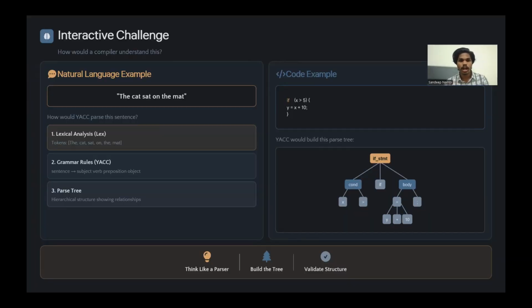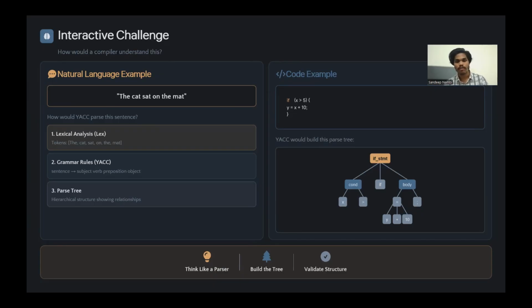Now, let us see how a compiler understands both natural language and code. Those are the various challenges that a compiler would understand. So on the left, we have the sentence, the cat sat on the mat. First, lexical analysis breaks it into tokens like words, that is the cat sat on the mat. Then YACC applies the grammar rules to identify the parts like subject, verb, and object, and finally builds a parse tree from this, showing the relationships.